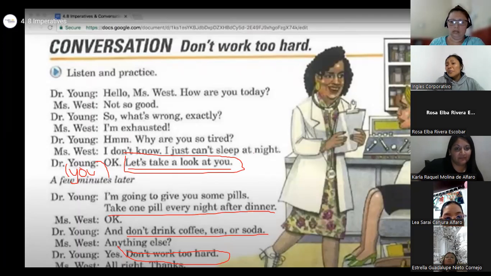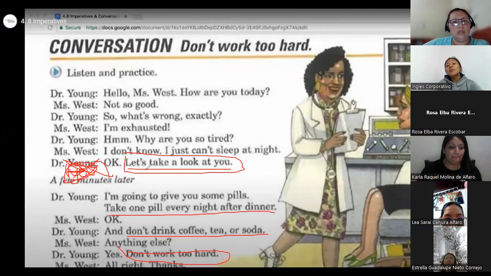So there you go. But people in English prefer not to say this, right? They delete this you and only say, let's take a look at you. Take one pill every night after dinner. Okay? We use it to give orders.